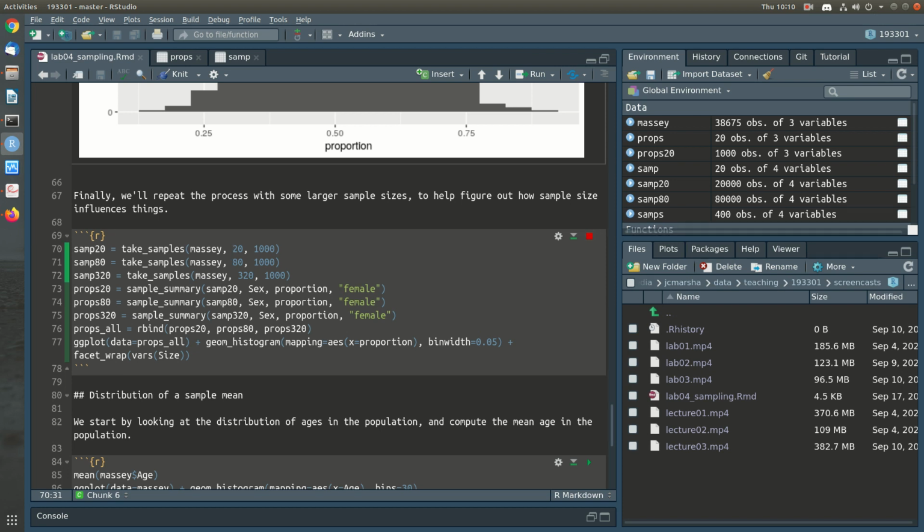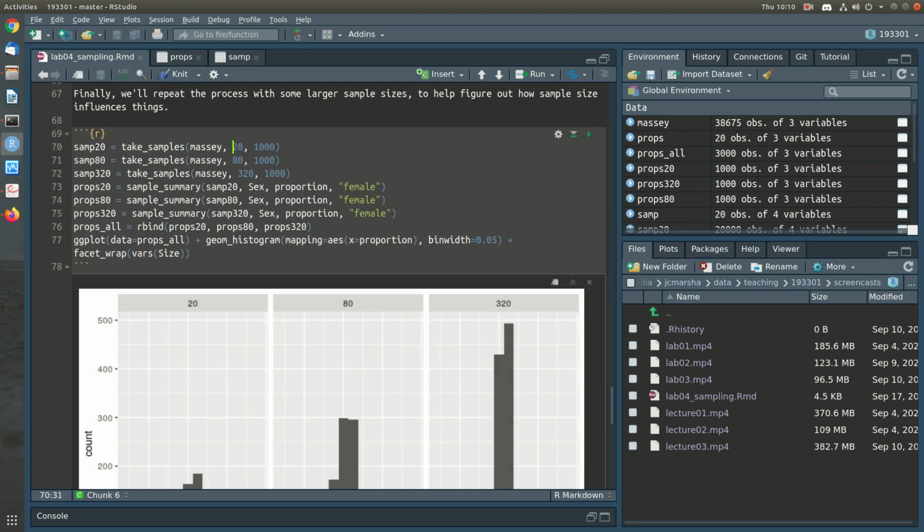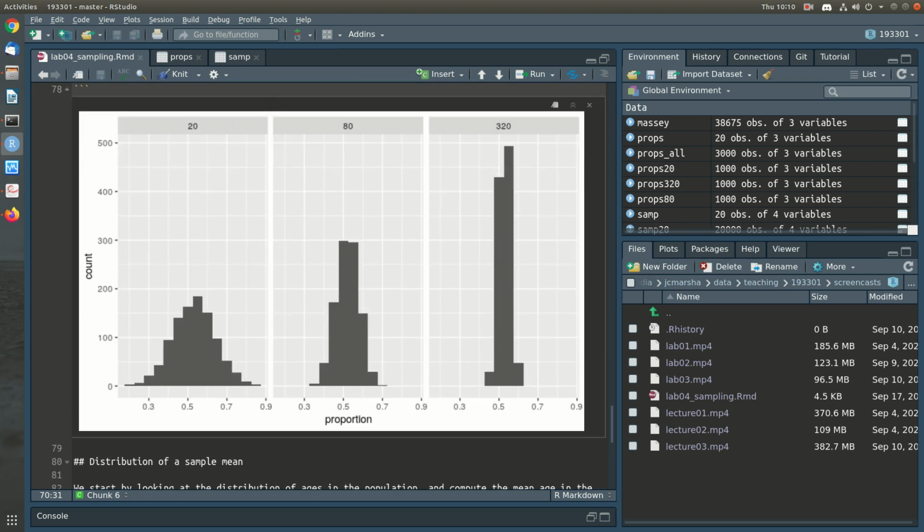So this will take a little bit of time to run. There we go. So these are our samples of size 20, which we had before. And you can see we have a similar sort of variation, although I think 0.15 up to almost 0.9. Again, they're centered on the truth, but there's a lot of spread. And you can see that as I go to samples of size 80, then again, they're centered on the truth, right? The true proportion is 53%.